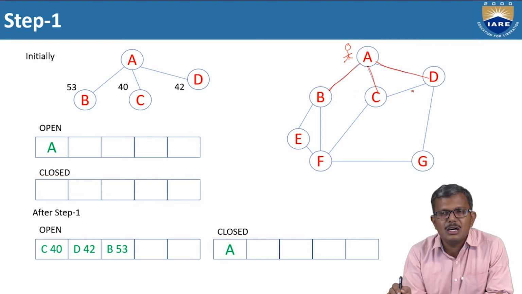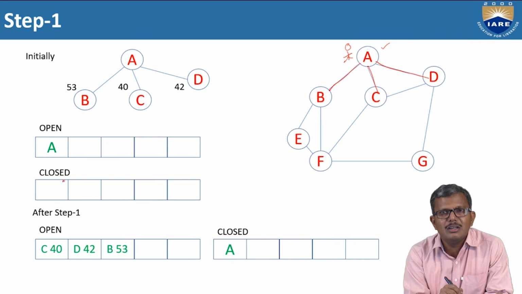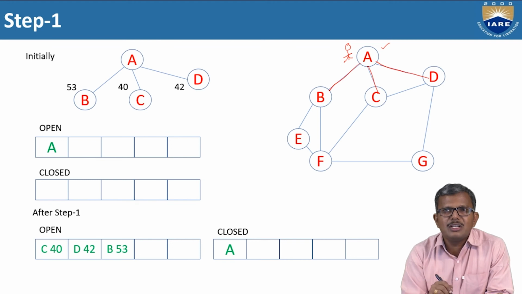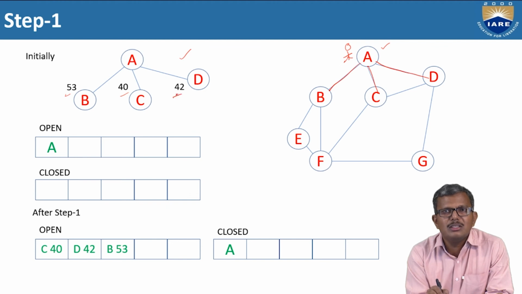Once these successor nodes are done, initially we keep A in the open queue. The closed queue remains empty, because we have not visited any of the nodes so far. After completing the exploration of these successor nodes, the graph will look like this. It is a partial graph. What are 53, 40 and 42 telling us? They are the heuristic values. Otherwise, you can consider these as the Euclidean distance. The distance from B to G is 53, from C to G is 40, and from D to G is 42.